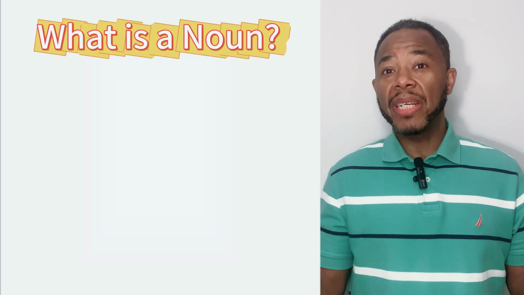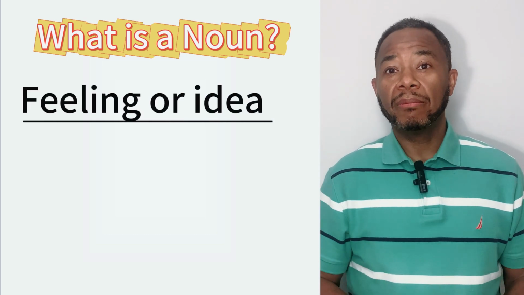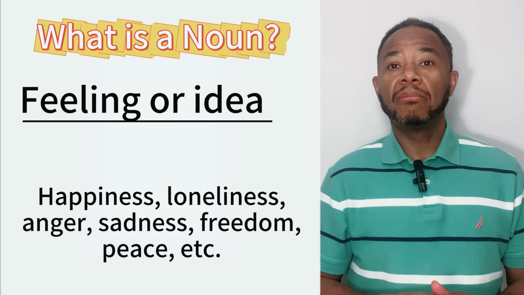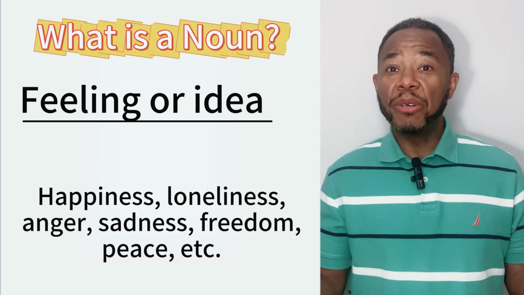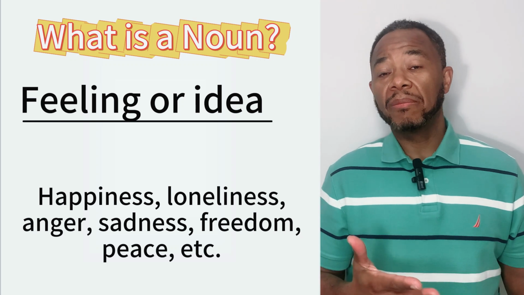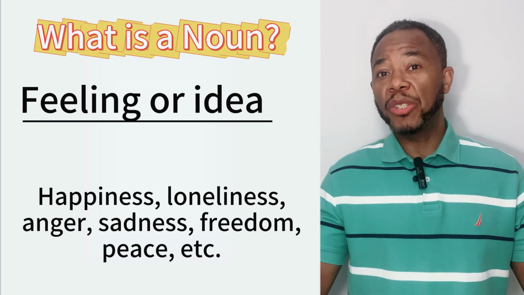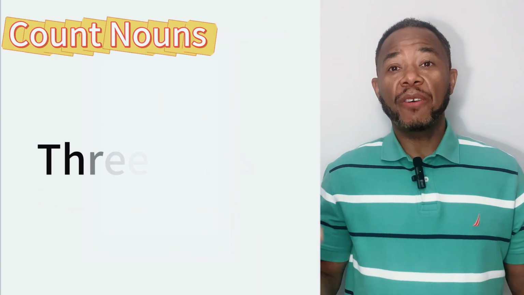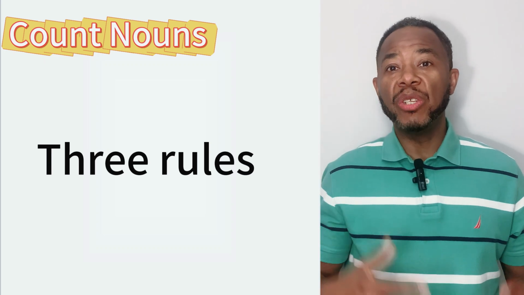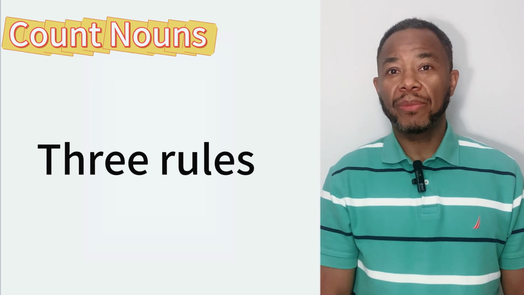Finally, a noun can be a feeling or an idea. Happiness, loneliness, anger, sadness, freedom, peace, and so on. So let's look at count nouns first. There are 3 rules you need to know about count nouns.